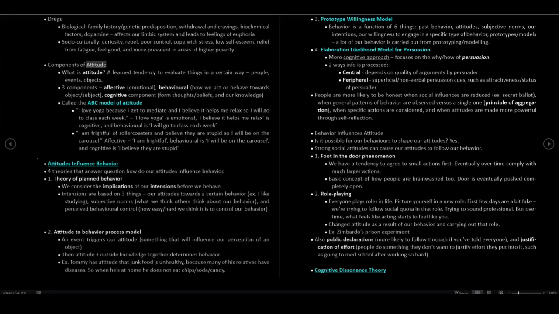Components of attitude. What is attitude? A learned tendency to evaluate things in a certain way: people, events, objects. There are 3 components: affective, which is emotional; behavioral, how we act or behave towards the object or subject; and cognitive, where we form thoughts and beliefs, and our knowledge. This is called the ABC model of attitude.